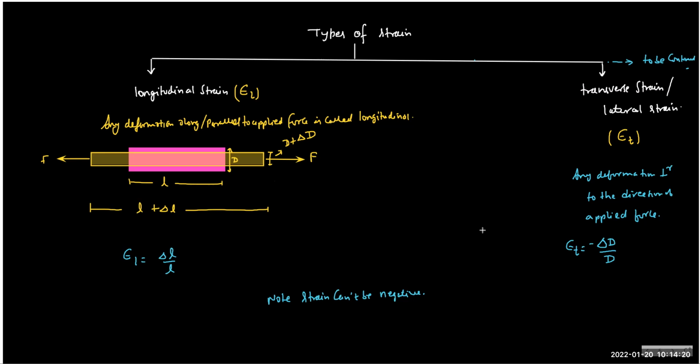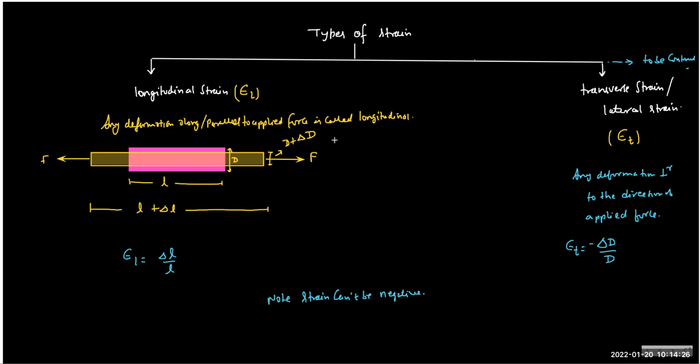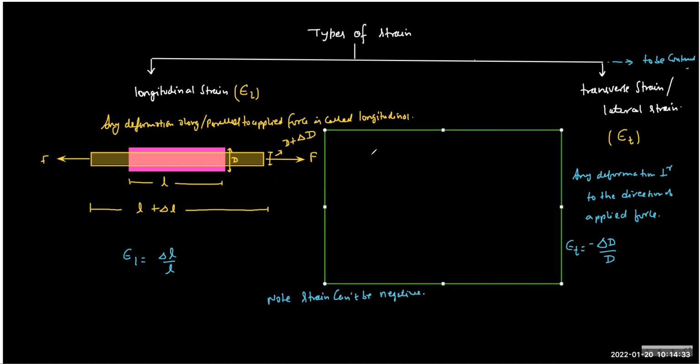So there must be some relationship between the two, and the relationship between the two we capture by a variable or a factor we call Poisson's ratio. Poisson's ratio is transverse strain upon longitudinal strain. Yes, of course, sir. So these are the French guys.